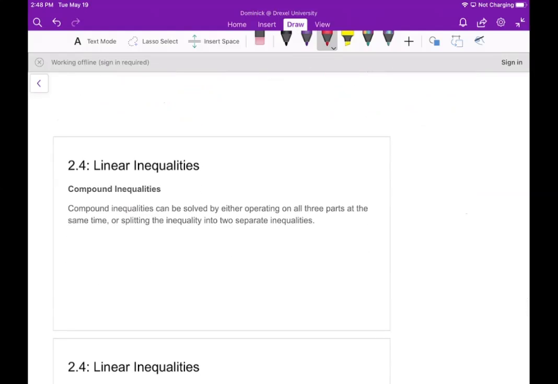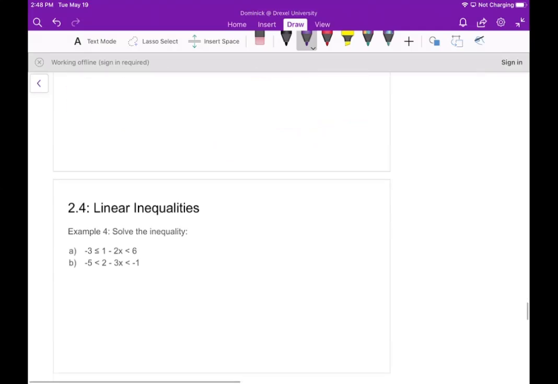Now, we talked a little bit before about compound inequalities, and if you have variables now in your compound inequalities, or algebraic expressions, I should say, you can solve this one of two ways. You can either just work on all three parts at the same time, or you could split the compound inequality into two separate inequalities, and I'll sort of show both cases here.